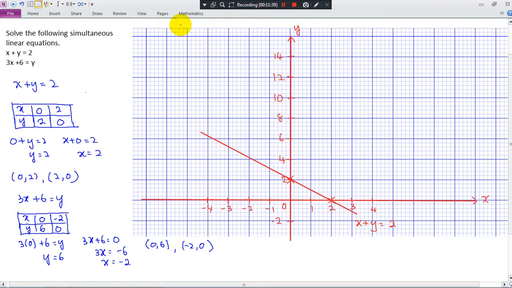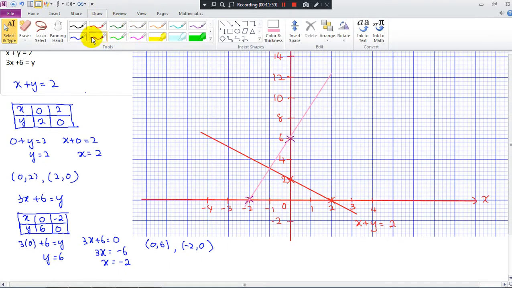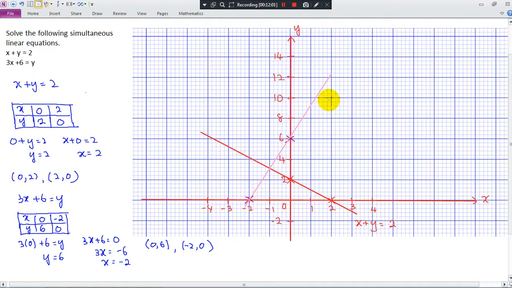Okay, let me use another color. 0, 6 will be here. And negative 2, 0 will be here. Always remember this is x, y. Okay, then we just connect these 2 points together. Okay, so this is the graph for the second one, 3x plus 6 equal to y.